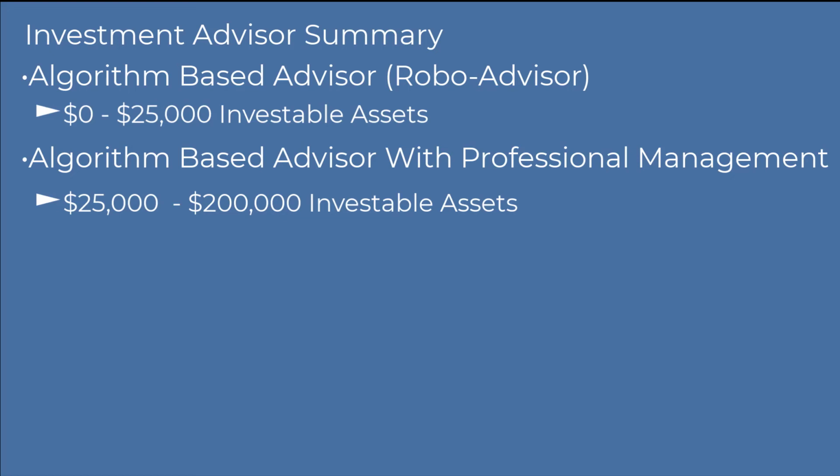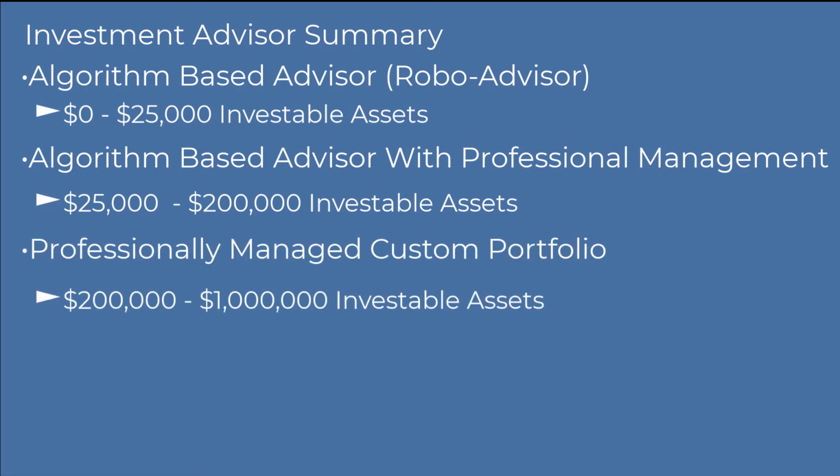Next is an algorithm-based advisor with some degree of professional management. And the level of assets that you would need here is going to range from around $25,000 to $200,000. And the exact level of professional management is going to be different depending on your investable amount and the particular company that you use. But with this investment amount, you should expect some level of actual human involvement and oversight. The next is going to be a professionally managed custom portfolio. And for this level, you'll likely need assets of around $200,000 to $1 million. And at this level, there's going to be a dedicated wealth manager designing and looking after your specific portfolio.